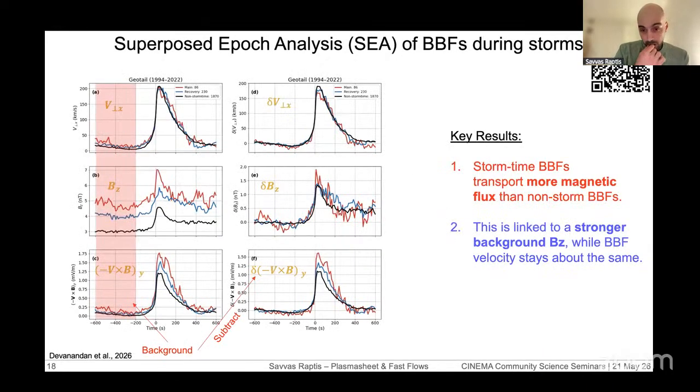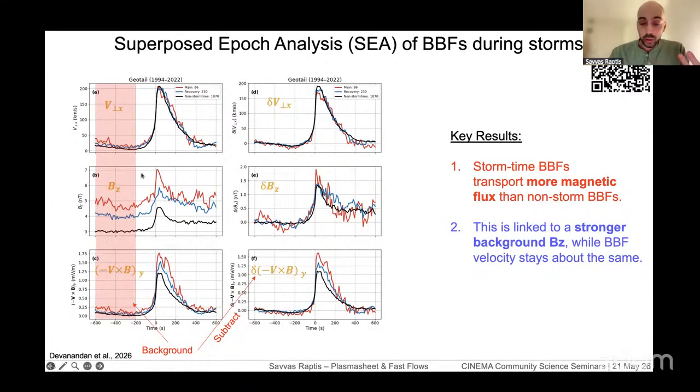So our work, which was led by our PhD student, Anushree Devanandan, was published this year, where we looked at the bursty bulk flows of Geotail data, again, separating them in the same kind of approach between main, recovery and quiet time. You can find the full paper through the QR code, but I wanted just to show you the key results of the work.